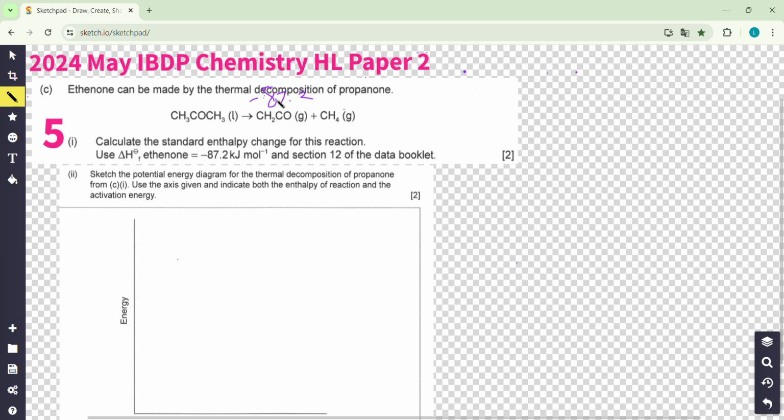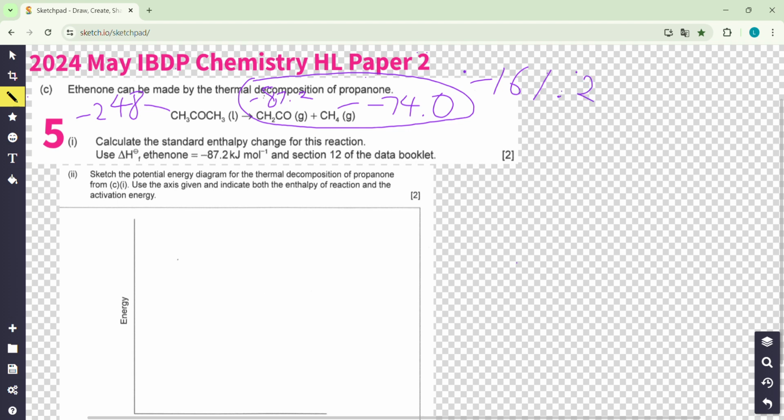So turn to the data booklet, the 2016 one. Okay, this one's standard enthalpy change is negative 74.0. How about this one? Phenolic acid. Yeah, negative 248. So add these two together, which means that for all the products, the total enthalpy is negative 161.2.